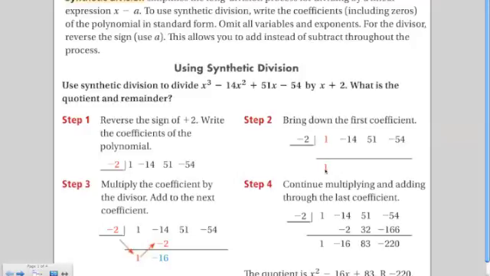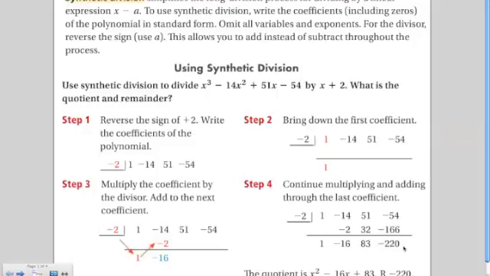We bring down the first coefficient and multiply. So negative 2 times 1 is negative 2, and then you add. Negative 14 plus negative 2 is negative 16. You continue the process until you get to the end. If you have 0, that means you have a factor.